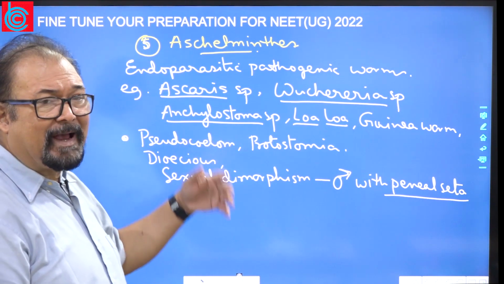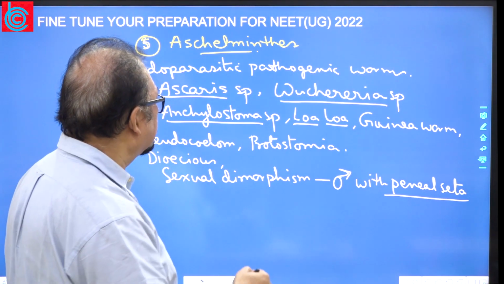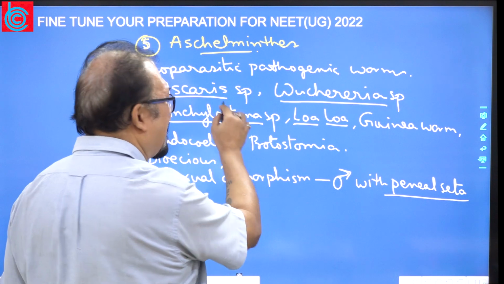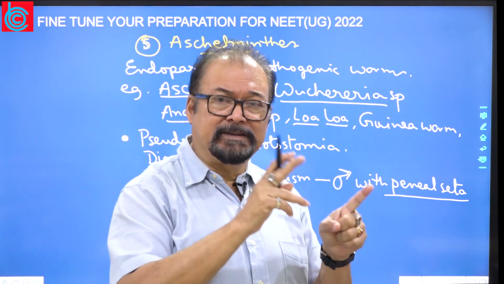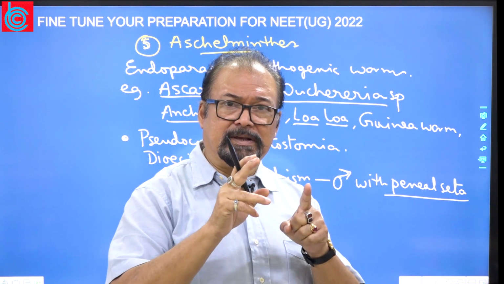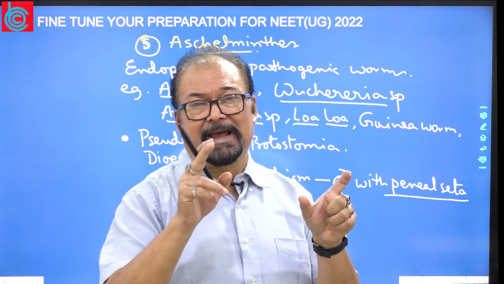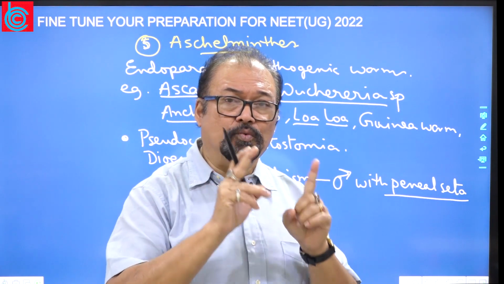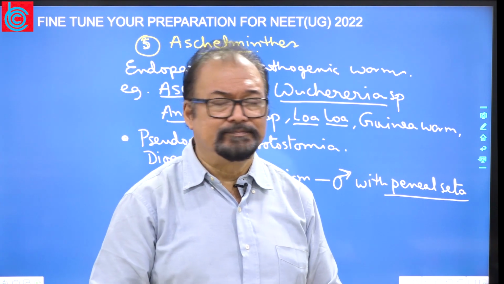Main characters of Aschelminthes. So they are also worms. Which type of worms are there? Primarily roundworm. Ascaris is the roundworm. In the human health and disease part, you will study the two Aschelminthes: Ascaris lumbricoides, that causes ascariasis, and Wuchereria bancrofti, that causes filariasis.